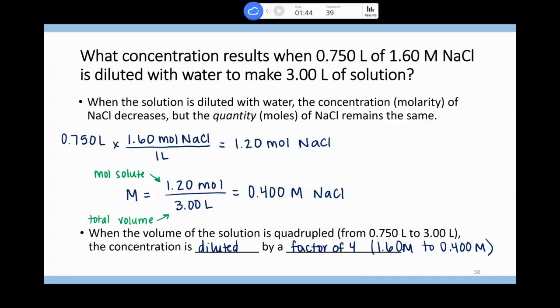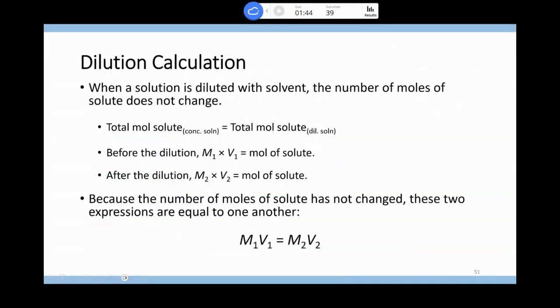So everything that we've covered on this slide is used to generate the equation that we have on the next slide. So if we're diluting something, this calculation can only be used for dilutions. But if you're diluting something, we said this on the last slide, the number of moles of the solute does not change. So total moles of solute in the concentrated solution is equal to the total moles of solute in the diluted solution. That's what we calculated, moles of sodium chloride in the 1.60 molar, same number of sodium chloride in the diluted solution.